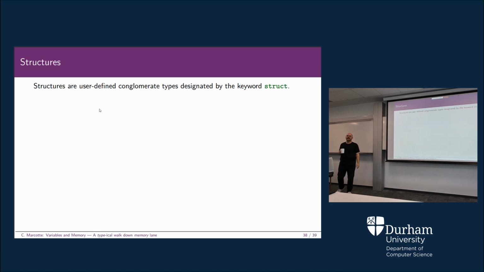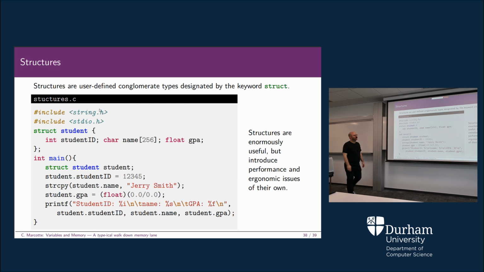If you come from Python, you might be familiar with classes. A similar sort of idea. This is a bit simpler, I think, than Python classes. So of course, conglomerate types are extremely useful. They're at least as useful as any of the basic types. Here we're going to define a struct called a student, and this will consist of an integer student ID, a character name of length no more than 256, and some floating point GPA. This is perhaps less relatable in the UK context, but there's also no concise form of the equivalent of GPA.